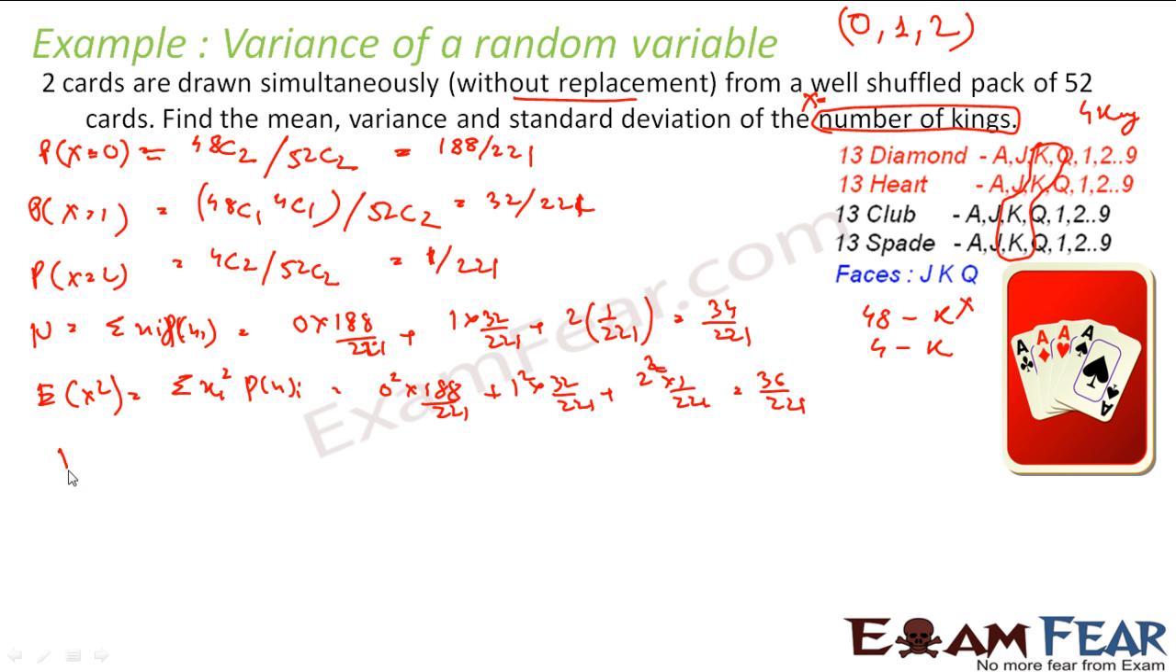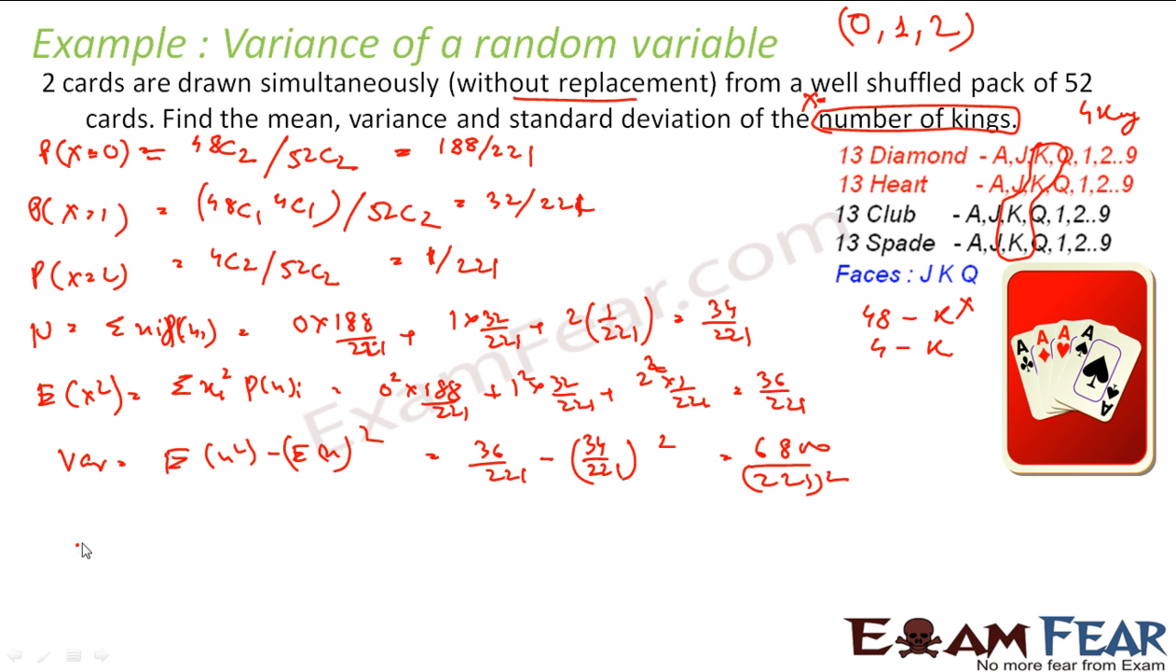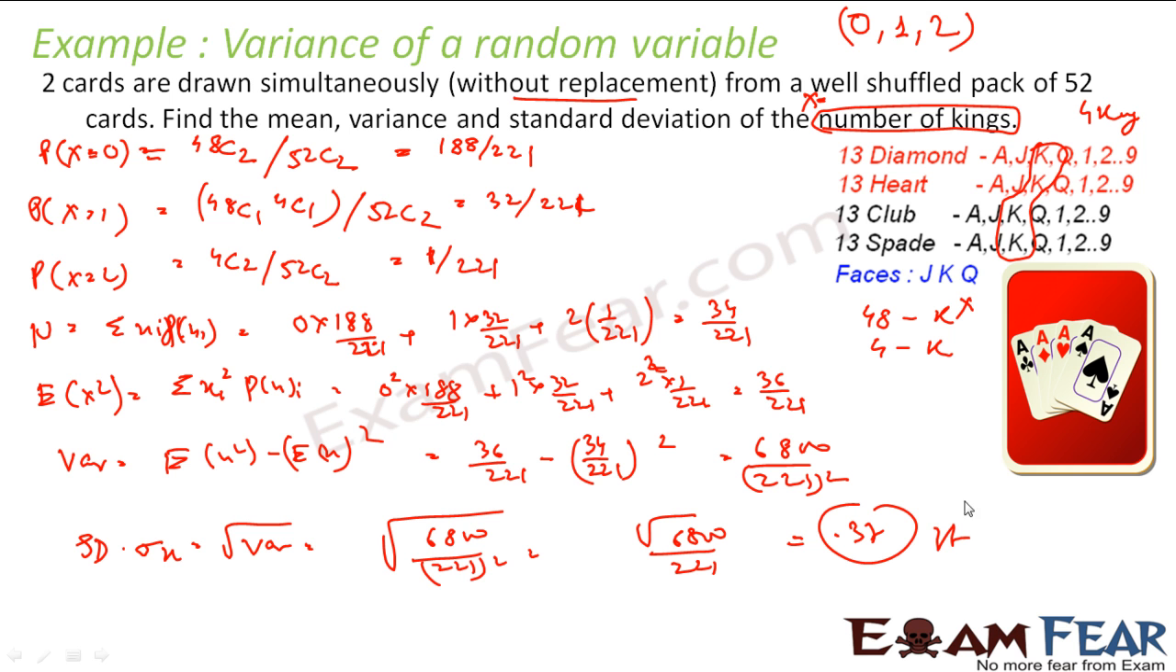Correct? So my variance is nothing but E of X square minus E of X whole square. That is 36 by 221 minus 34 by 221 whole square. We solve this, it is nothing but 6800 by 221 square. And standard deviation is nothing but root of variance, that is root of 6800 by 221 square, which is root 6800 by 221. We saw this comes out to be 0.37. So I got all these values. Not very difficult, easy to find.